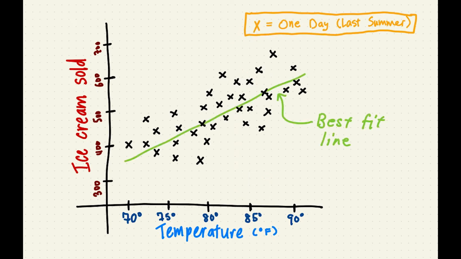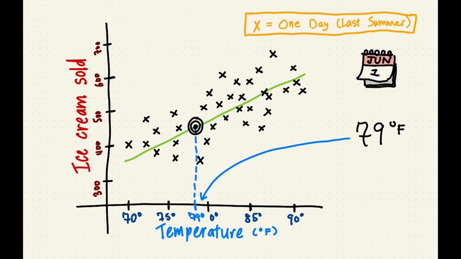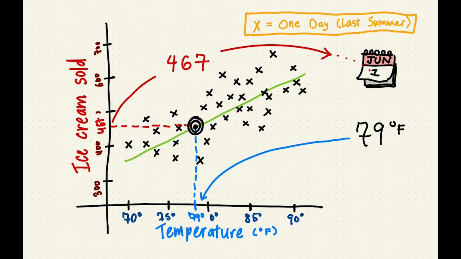To model this data, we can calculate a best fit line. The best fit line gives us a good idea of the relationship between the amount of ice cream sold and temperature. With the best fit line, we can also make predictions. For example, let's say that on June 1st, it's going to be 79 degrees. We can find the corresponding point on the best fit line, then figure out how much ice cream we can sell.